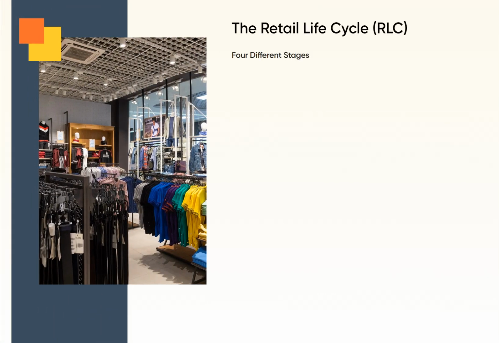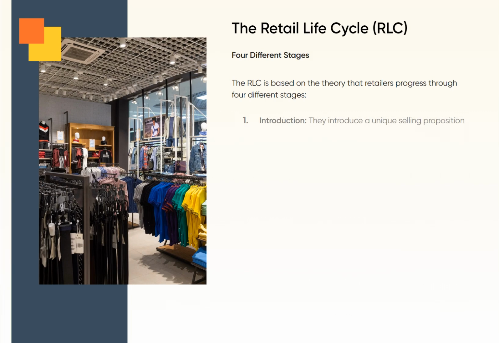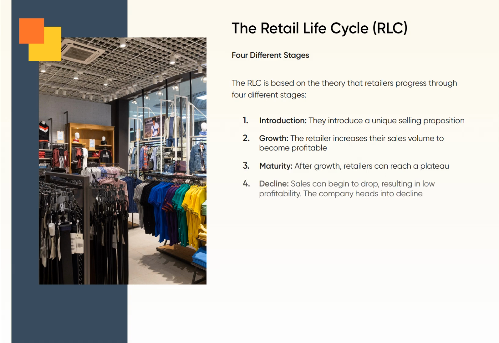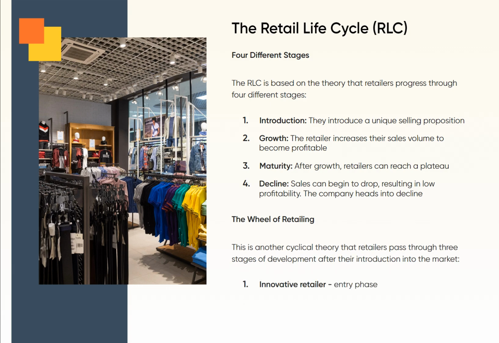The retail life cycle, RLC. 4 different stages. The RLC is based on the theory that retailers progress through 4 different stages. 1. Introduction. They introduce a unique selling proposition. 2. Growth. The retailer increases their sales volume to become profitable. 3. Maturity. After growth, retailers can reach a plateau. 4. Decline. Sales can begin to drop, resulting in low profitability. The company heads into decline.